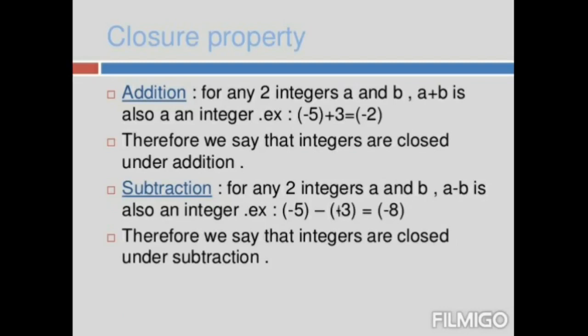Similarly for subtraction, if we subtract two integers, a minus b, then the answer will be an integer value. For example, if we subtract 3 from -5, like -5 minus 3, then the answer will be -8. So we can say that integers are closed under subtraction.